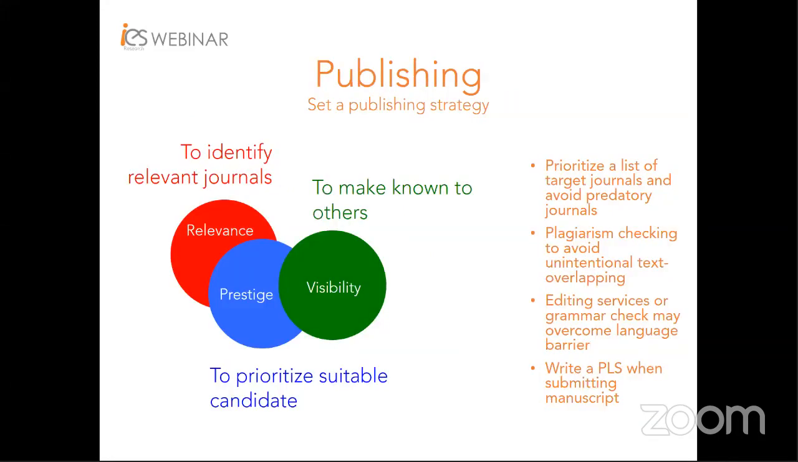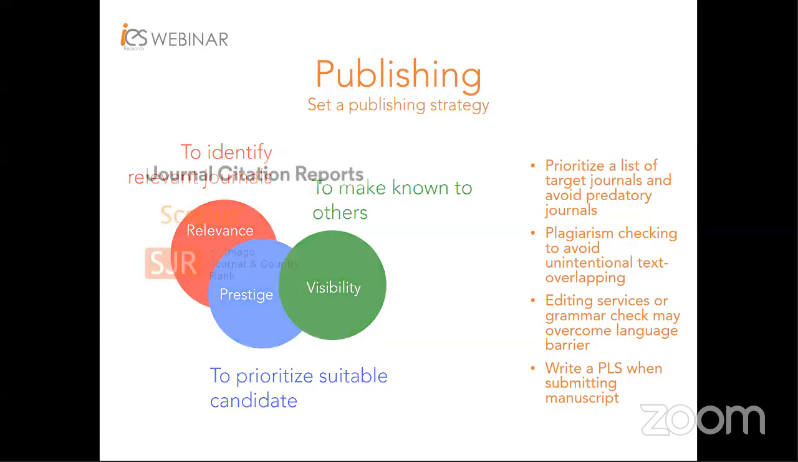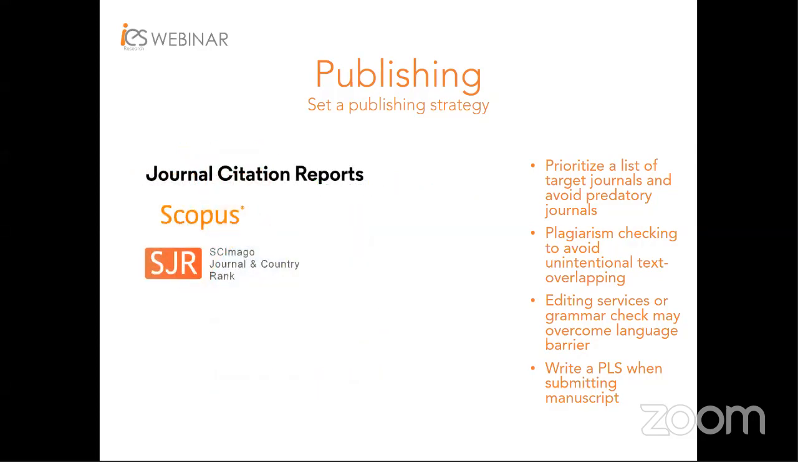To set a publishing strategy is a must when your manuscript is ready to be published. You should prioritize a list of target journals by subject, level of prestige and visibility, and avoid predatory journals. Depending on the requirement of your funding agency or research institution, you may choose to use JCR to look up impact factors, or indicators from Scopus or SCImago.